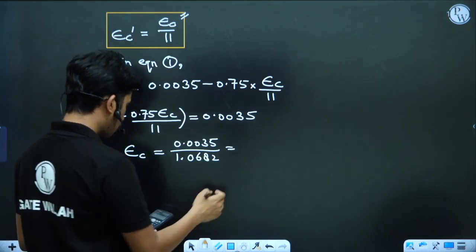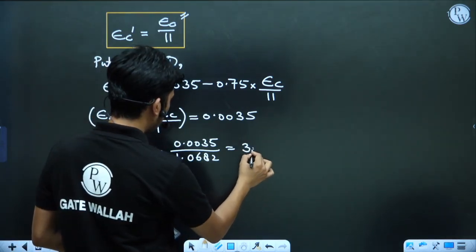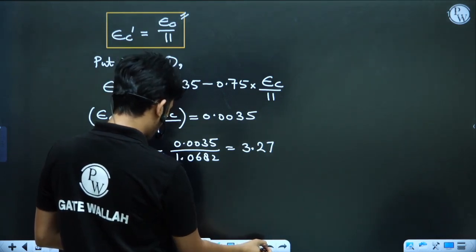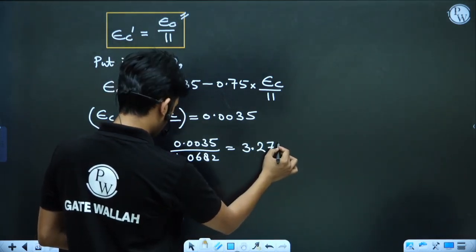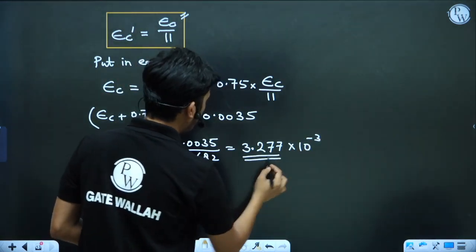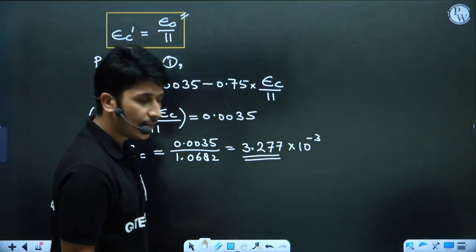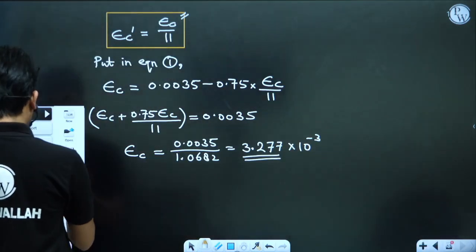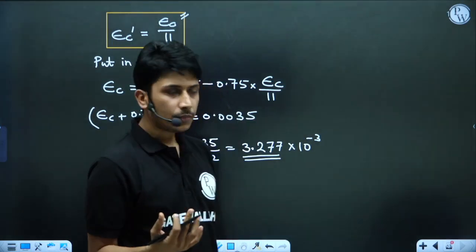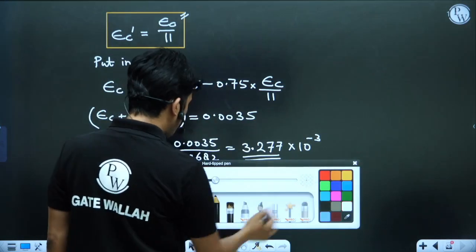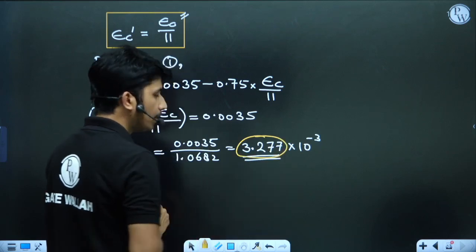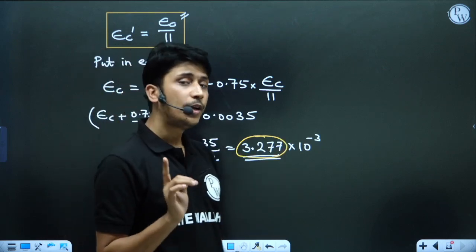So this is coming out to be 3.277 into 10 raised to power minus 3. You have to give answer in 10 raised to power minus 3, as you know. So the answer will not be 3.277 into 10 raised to power minus 3. You only have to give the answer as 3.277.